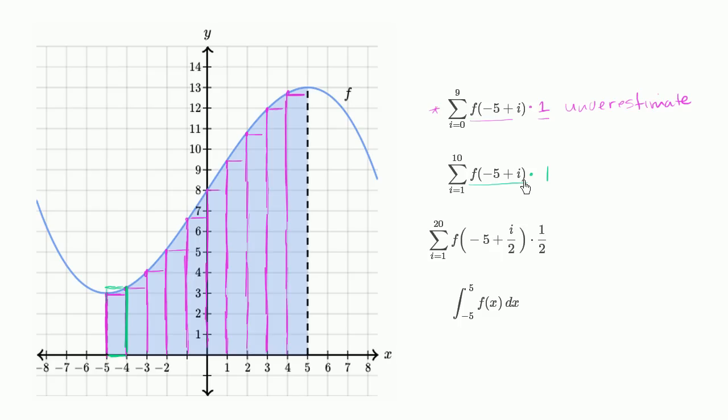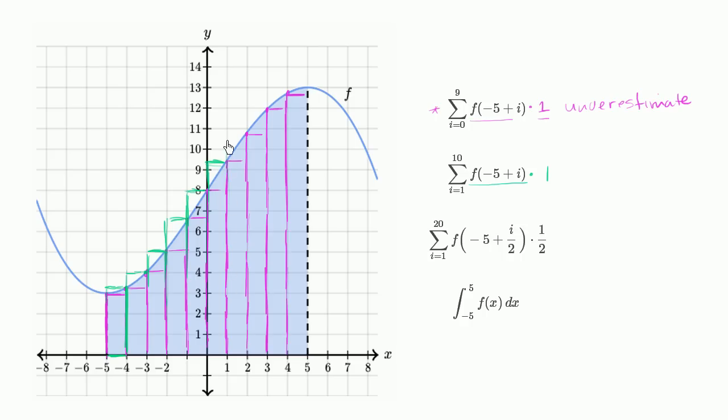Then when i is equal to 2, it's going to be f of negative 3. And so you're looking at this one right over here. Let me draw at least this part of it. It's going to look something like this, where now we're dealing with right-handed rectangles. And these are clearly an overestimate.